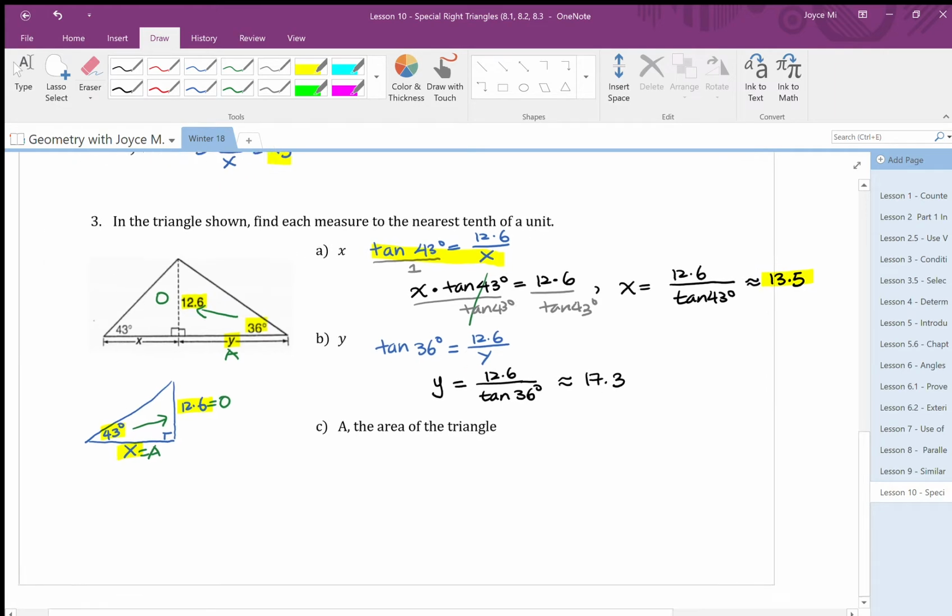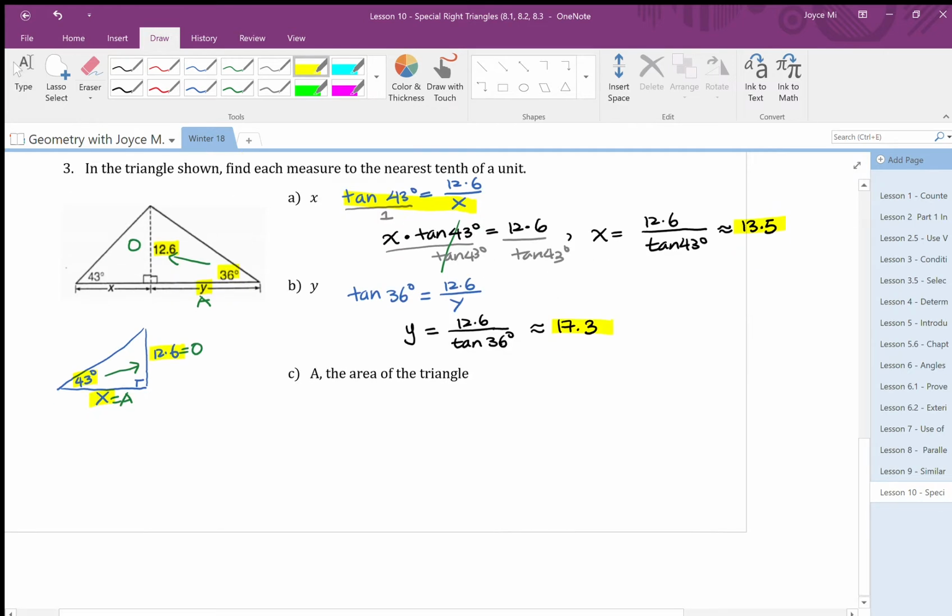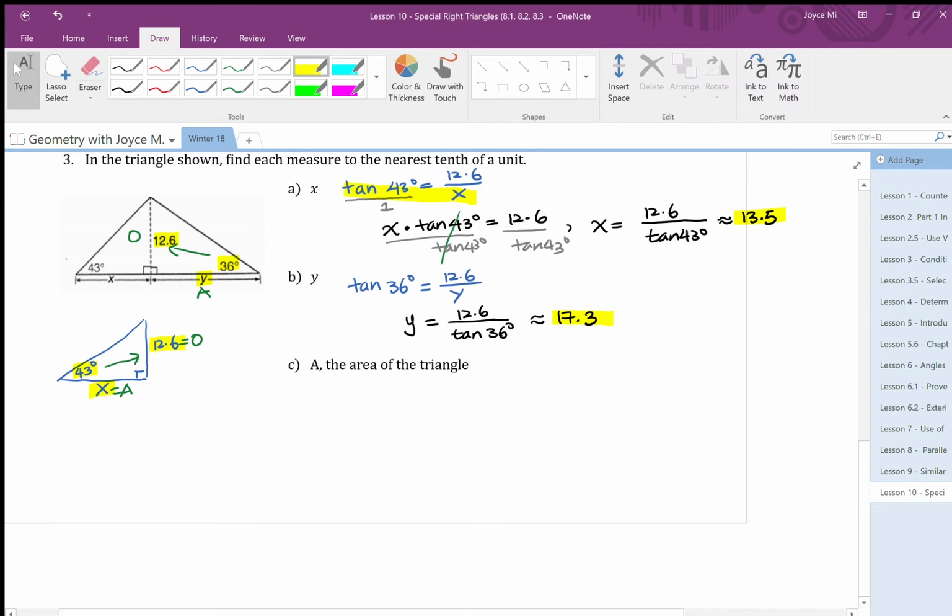Now, area of a triangle. How will you find the area of a triangle again? Think about it. Area of a triangle is half of base times height, and I'm going to write the formula down. Area is equal to half the base of the triangle times the height. Okay, we can just plug it in. We know the base is just x plus y, so half of x plus y is my base. My height here is given as just 12.6.